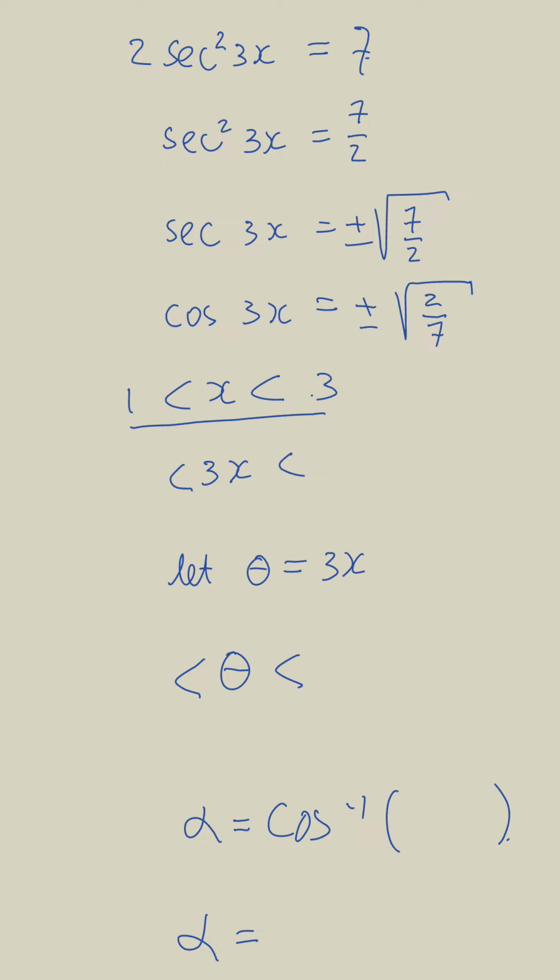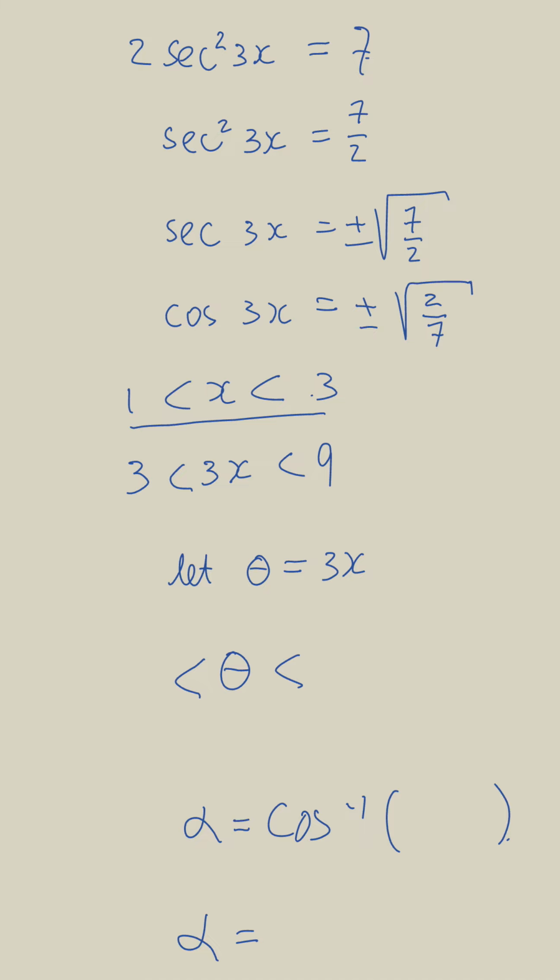Next, we must find the range of values of 3x, not only x, because that's the number we get when we do the inverse cosine. Since x is between 1 to 3, 3x, we just multiply them by 3, 3 to 9.